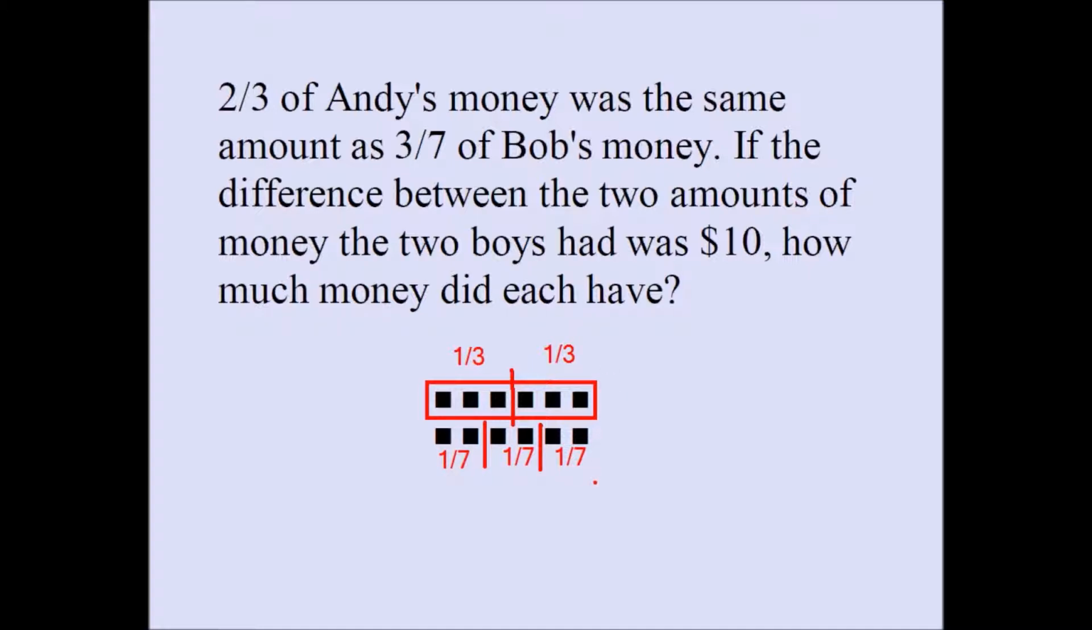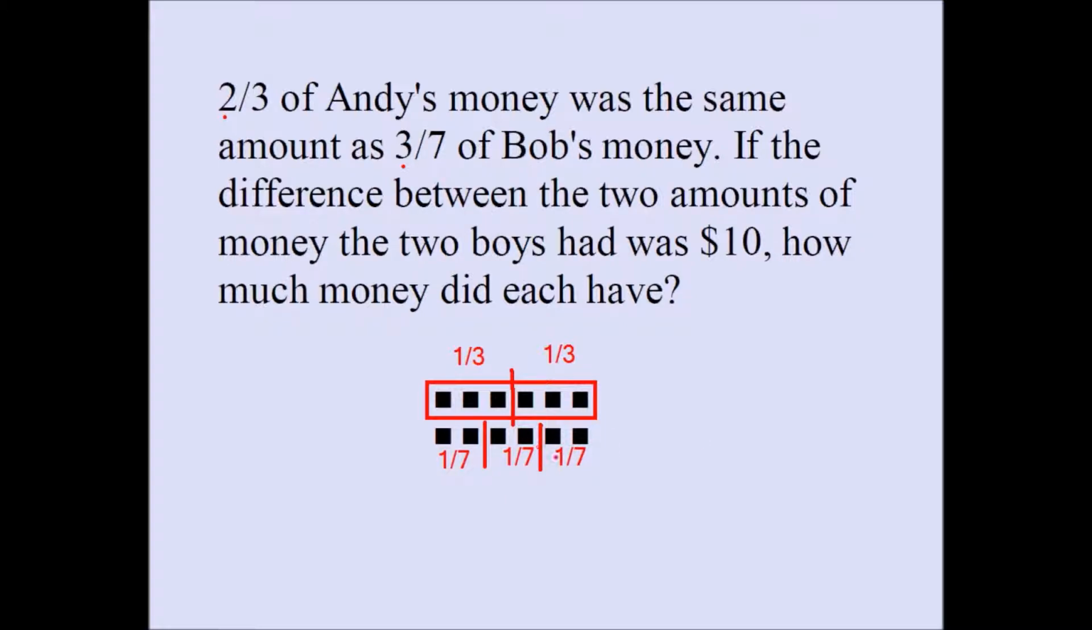Now let's try to understand why 6 boxes were a good choice. My 6 boxes could be split into 2 parts, because if that represents 2/3, I can easily find 1/3. And again, I use 6 boxes to represent 3/7 of Bob's money, and that was a good choice because from 3/7 I could easily find 1/7 by cutting up my 6 boxes into 3 equal pieces. So that's the justification for using 6 boxes, 2 times 3, to represent 2/3 of Andy's money and 3/7 of Bob's money.